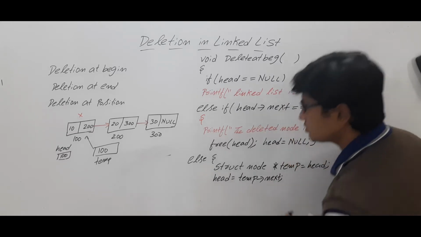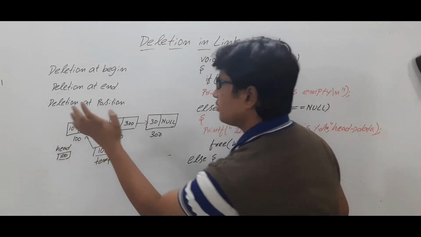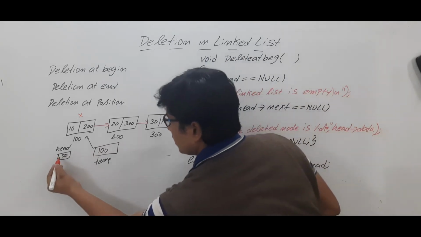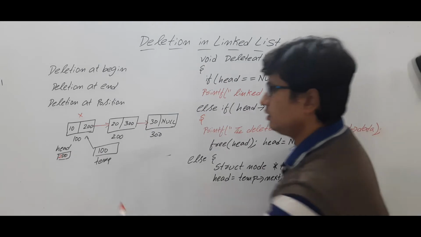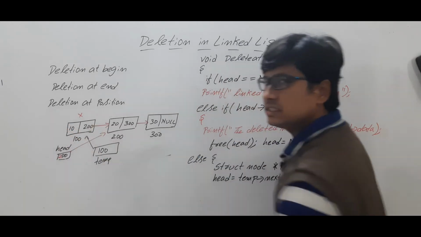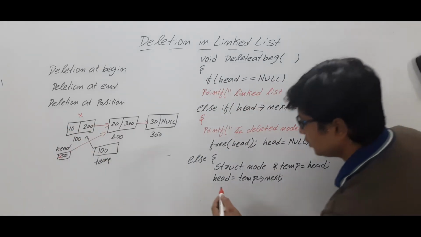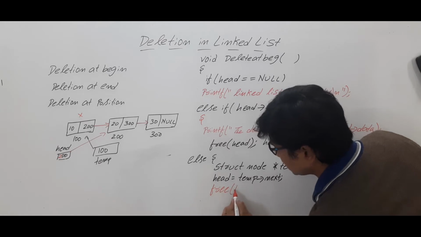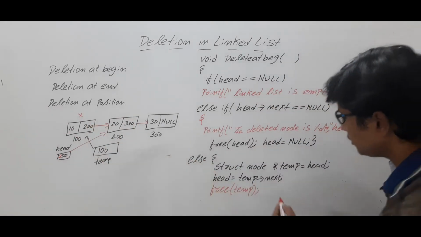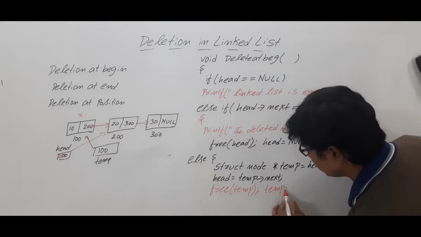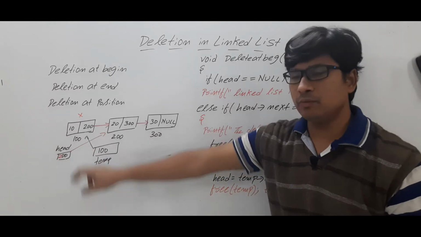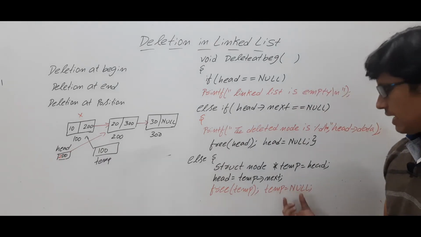What does temp of next consist of? This is temp 100, and 100 of next is 200, which you are assigning to the head. So now head will become 200, so it is pointing to the second node. Now temp is pointing to this one, and you need to release this memory. How can you release that memory? You can write free of temp. Okay, so the memory will be released, and you have to make it a null pointer. It is your duty as a programmer. If you want to be a good programmer, you should avoid the dangling pointer problem. You should make that pointer a null pointer.